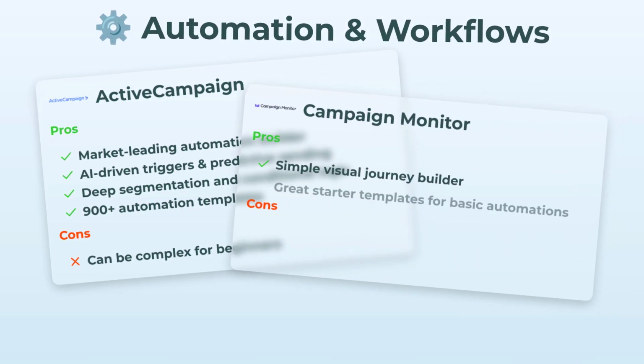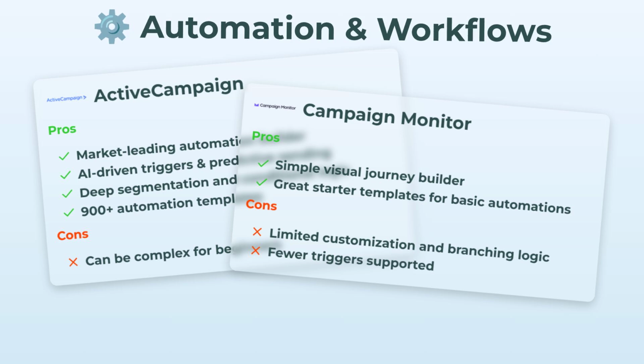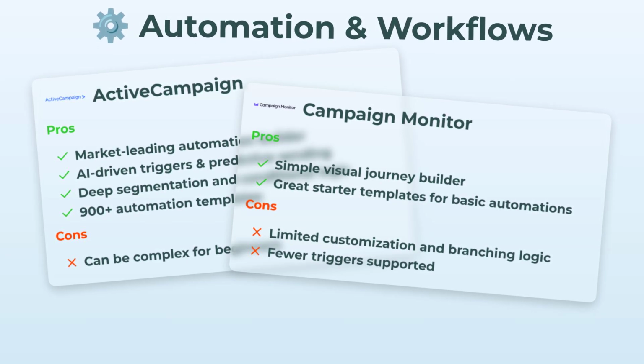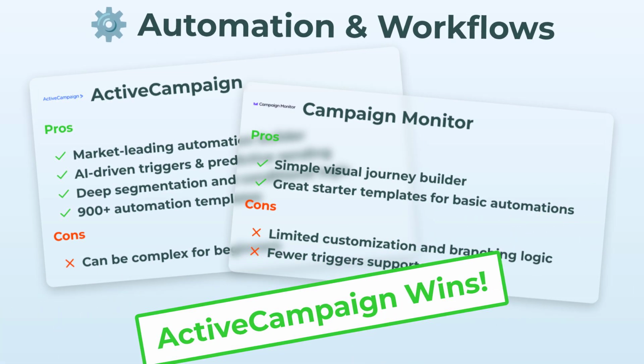Campaign Monitor, on the other hand, keeps it super visual and easy. If you just want simple journeys and basic triggers, it'll do the trick. But let's be real. If you want serious customization and branching logic, it starts to feel a bit restrictive. So, ActiveCampaign totally takes the crown for automations.